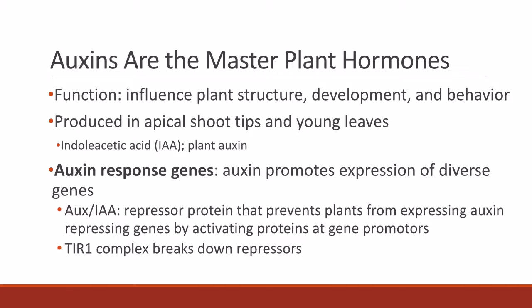Auxin response genes. Auxin promotes expression of diverse genes. IAA repressor proteins prevent plants from expressing auxin-response genes by inactivating proteins at gene promoters. One example of this is TIR1. It's a complex that breaks down repressors.